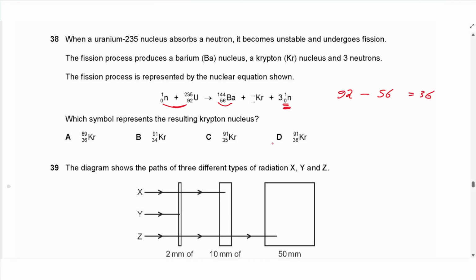And we check the choices for 36. We have 36 here and 36 here. So it's not B nor C. Now we check the upper numbers. So the total of these two would be 236. And we subtract 144 from the right side, and 3 times 1, so we subtract 3. That gives an answer of 89, so it's not 91, so we choose A.